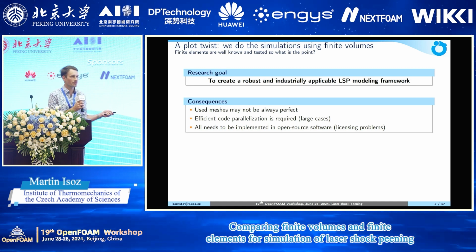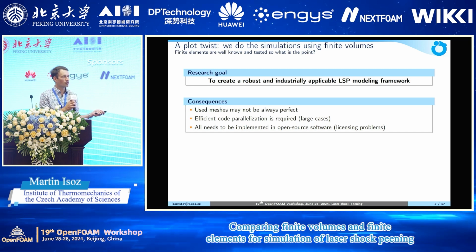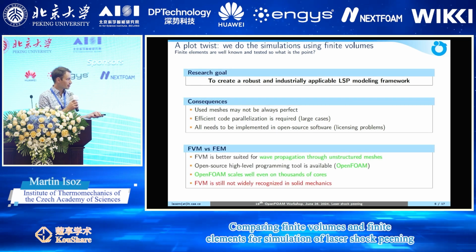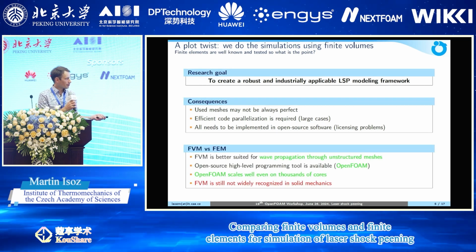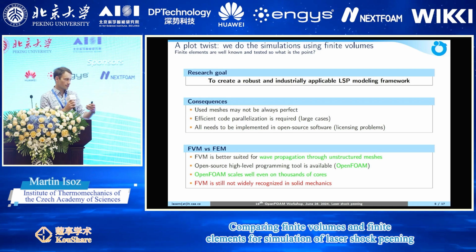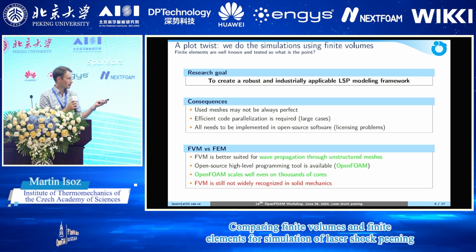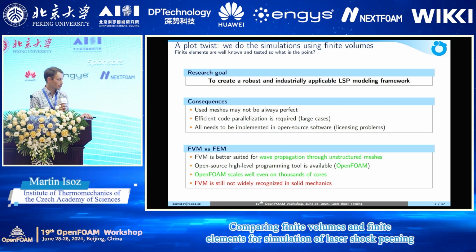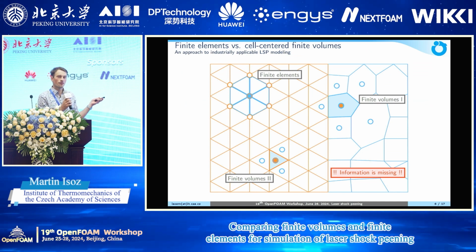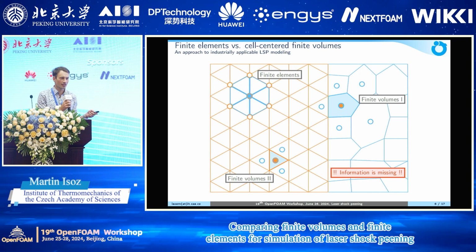We need to have some kind of efficient parallelization, and everything needs to be open source because we cooperate with industry and we do not want to deal with licensing problems. So for wave propagation through problematic meshes, finite volumes, we believe, are better. We did some preliminary research, and OpenFOAM is a cool software, so we did it in OpenFOAM.